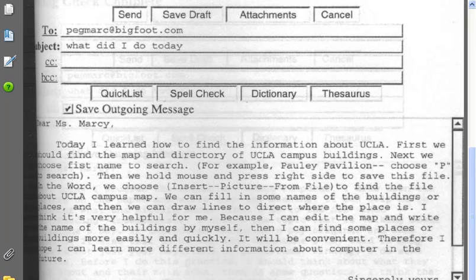So this is just one example, or I've shown you about 3 examples of self-assessment, but there are lots of other possibilities.